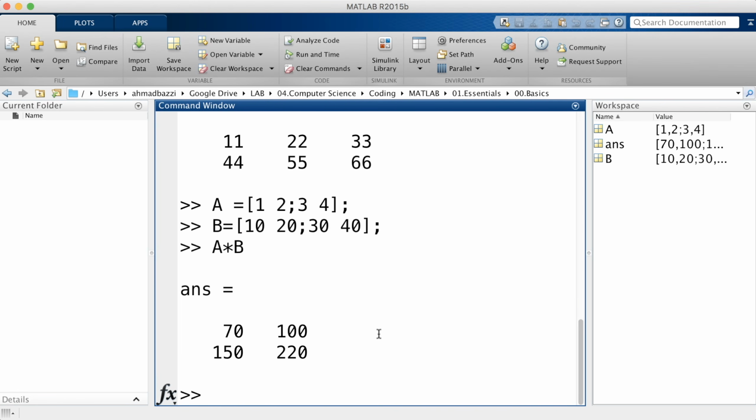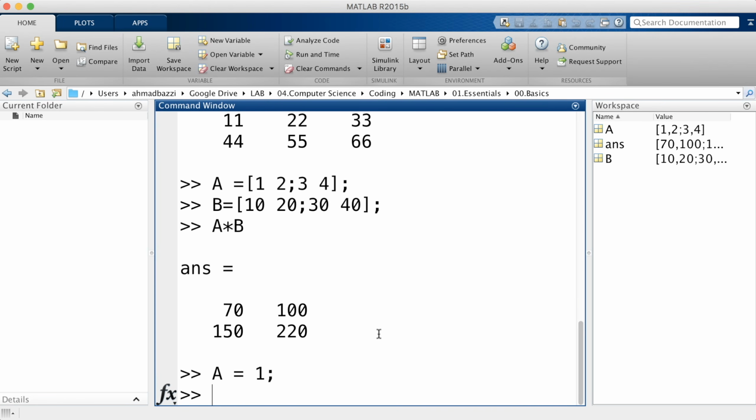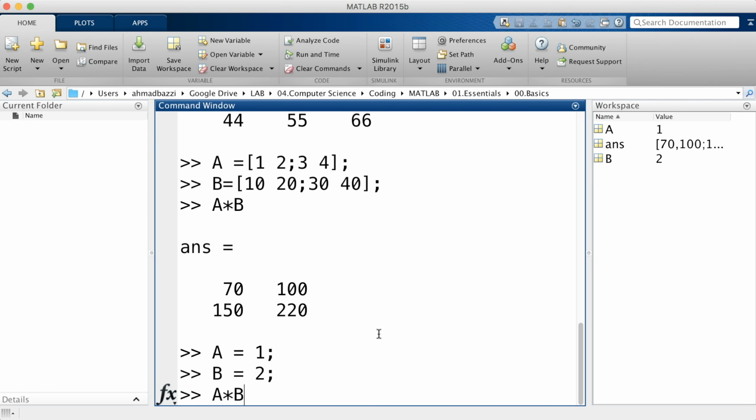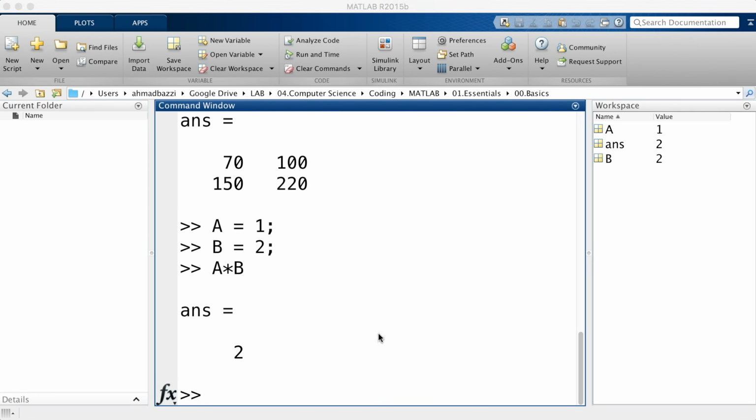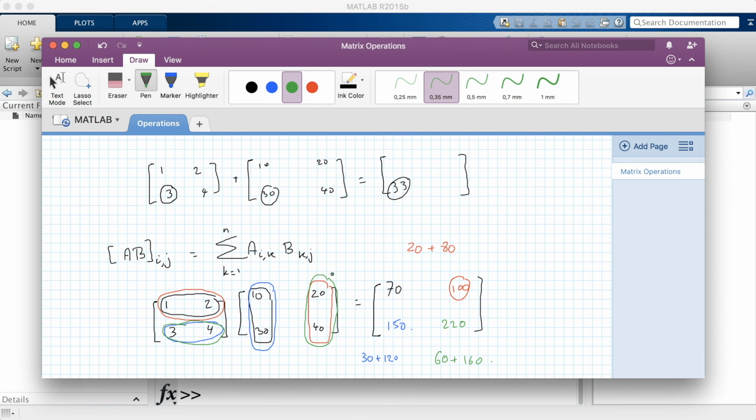Now if you have only two numbers, 1 and 2, A times B is your traditional multiplication, so it's 2. Actually, if you apply this definition of multiplication to numbers, you're going to see that you boil down to the normal multiplication, because n will be 1 and ij will only take one value, which is 1. So all this would be only A times B. So that's addition and multiplication.